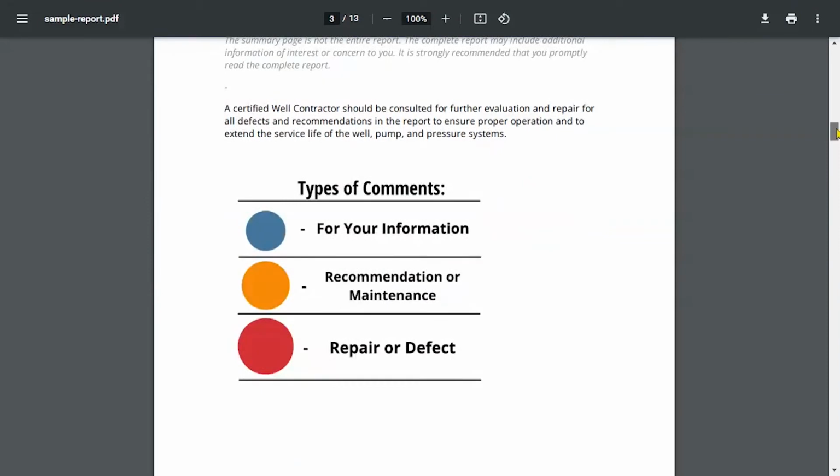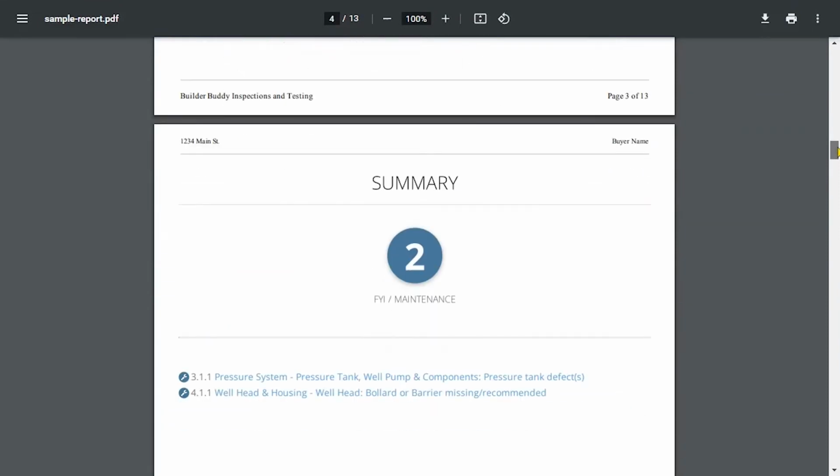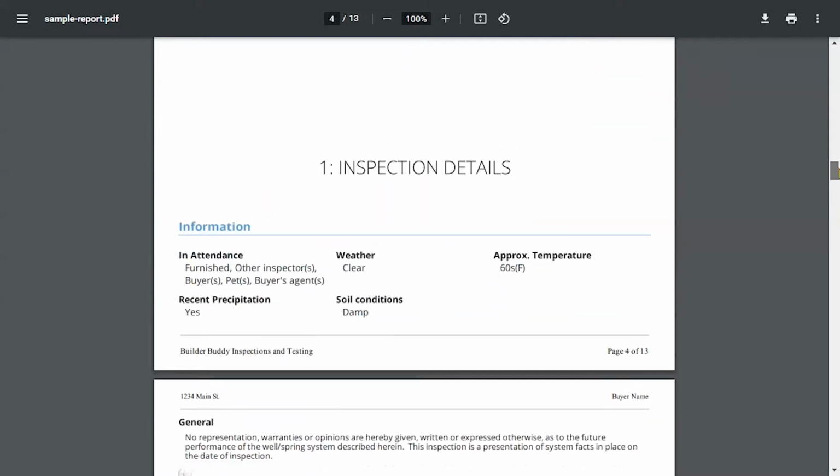Here we have blue, orange, and red comments. In this case, we only have two blue comments. These are just maintenance items. So this was a very good report and nice system.